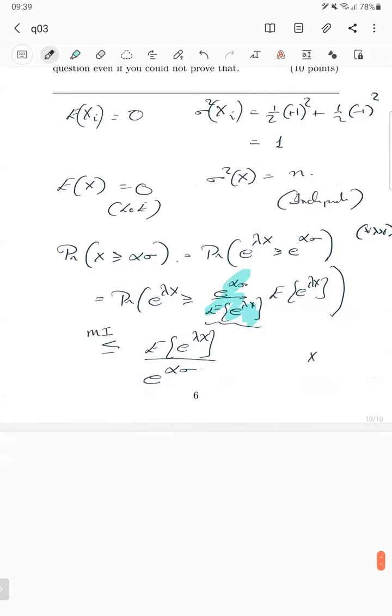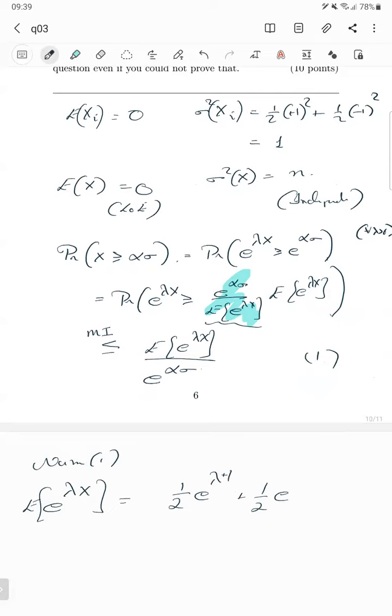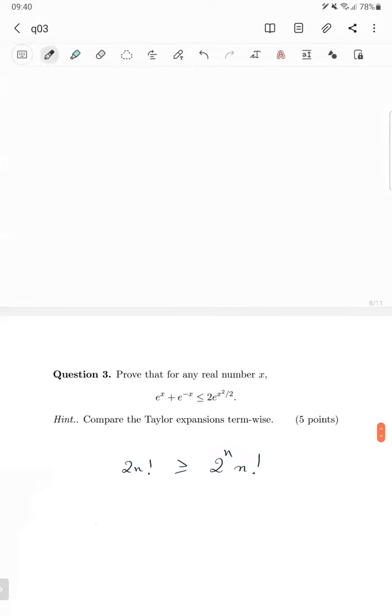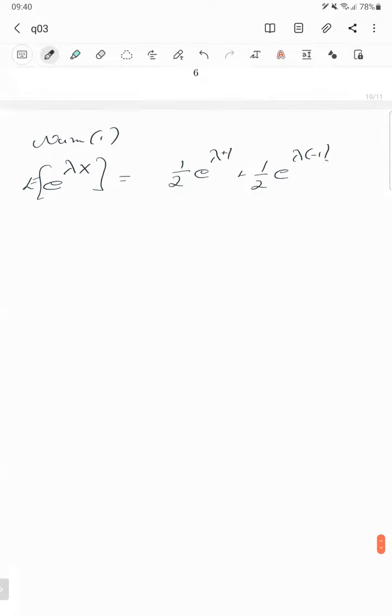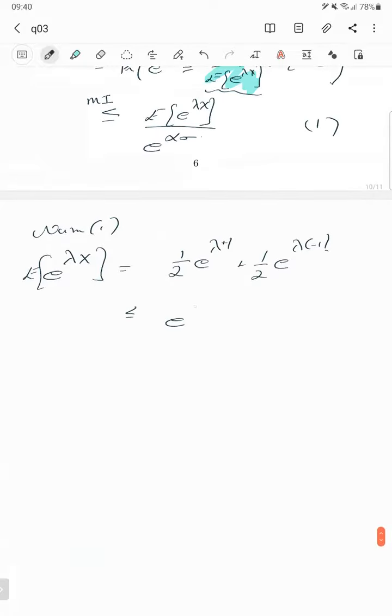Let me call this 1, and let me analyze the numerator of 1. Expectation of e raised to lambda x is half times e raised to lambda plus half times e raised to minus lambda. This is why we have question 3 here. This is e raised to lambda plus e raised to minus lambda, but there is a half, so the 2 will go away. You will get e raised to lambda squared by 2 as an upper bound for that. So this is upper bounded by e raised to lambda squared.